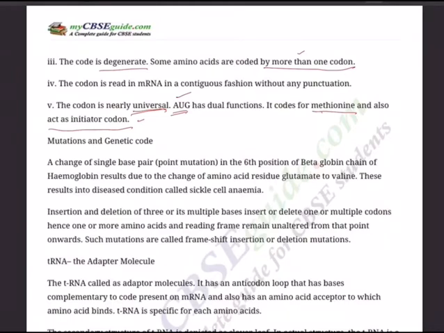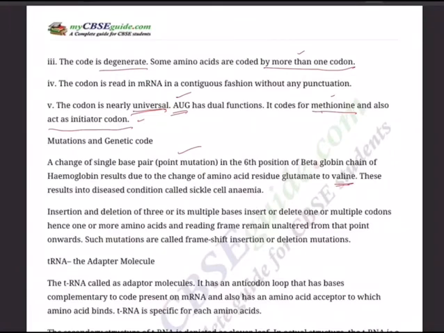And it codes for which amino acid? MET, methionine. And mutations and genetic code: a change of a single base pair. Whenever there is a change in a single base pair, we call it a point mutation. In the 6th position of the beta globin chain of hemoglobin, Hb, it results due to the change of amino acid residue glutamate to valine.